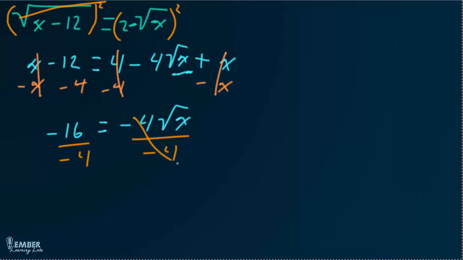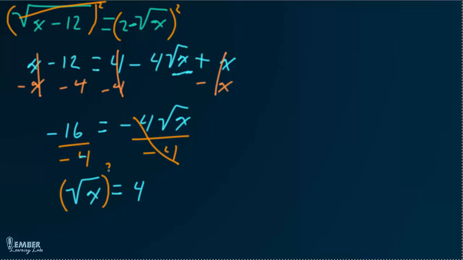Okay, so those cancel, leaving us with just the, I'm going to switch it around so it's more like what we're used to seeing. So the square root of x from over here, and negative 16 divided by negative 4 is positive 4. Okay, to get rid of the square root, and we're back to this guy, we're going to square both sides. So this squared and this squared.